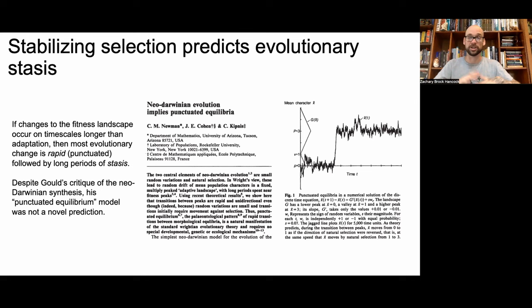Now, this leads to a very important prediction from an adaptive landscape perspective, and that is that most of evolution is actually stabilizing. Most selective pressure is stabilizing. It's trying to keep you on that peak, and shifts between peaks are quite rapid. Now, this might sound familiar to you, as it is one of the big critiques that the paleontologists Niles Eldridge and Stephen Jay Gould lobbed against the modern synthesis in the 1970s and 80s. According to them, and what they had seen in the paleontological record, the modern synthesis that is mostly focused on selection acting on random variation is incapable of explaining punctuated changes.